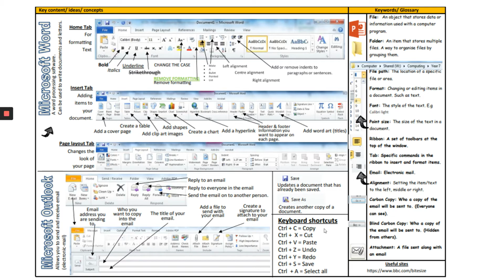What I'd like you to do is have a look at this. I'd like you, in your own words, to explain what the Home tab does and why it's used. I'd also like you to explain why the Insert tab is used and what's involved. So a little bit of a summary of the Home tab, the Insert tab.